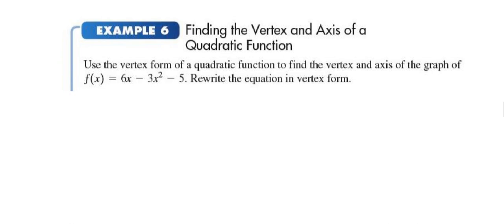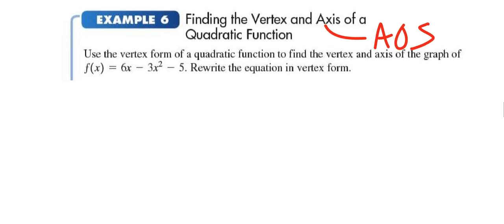So, finding the vertex and the axis of a quadratic function. In other words, they're asking for the axis of symmetry. That would be the axis of symmetry. I'll abbreviate it AOS. Hopefully that makes sense. Axis of symmetry. You've probably heard that term in your Algebra 2 class. If we practice with completing the square here with this one, it will be extremely easy like the last one.